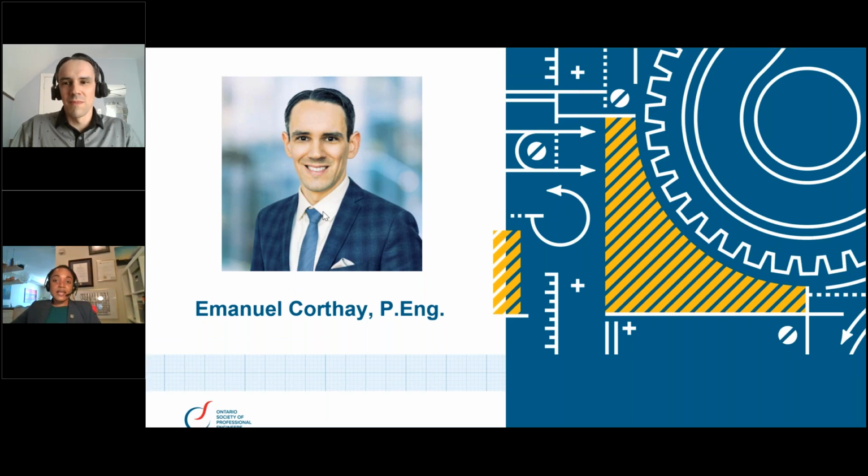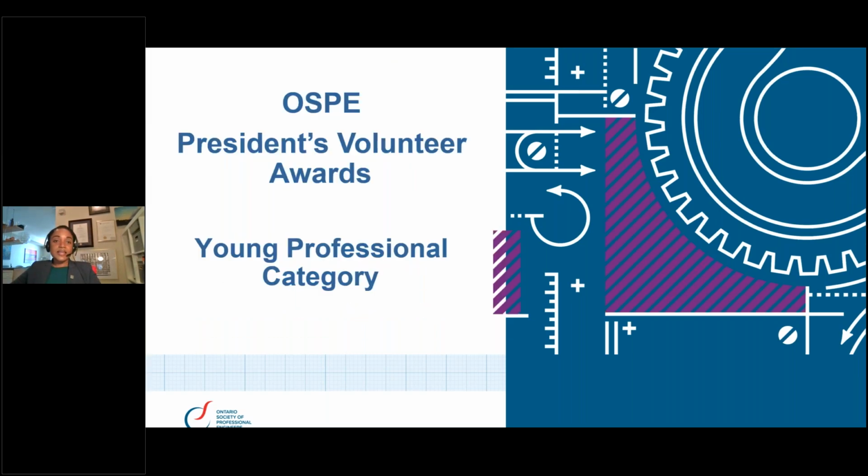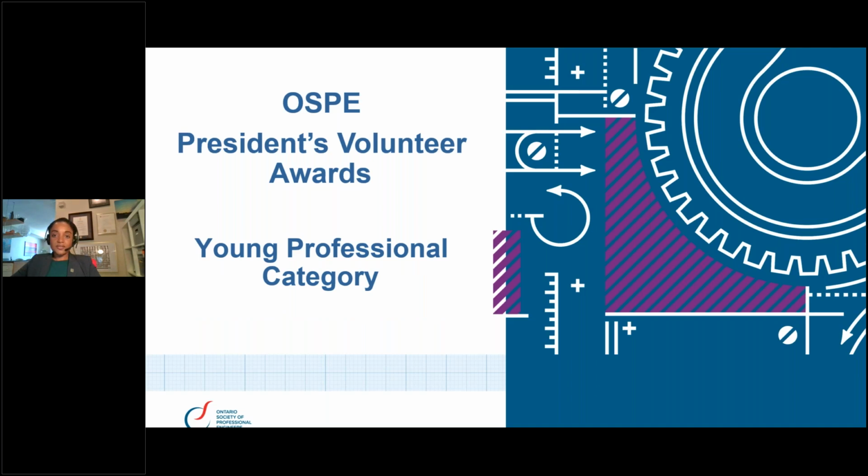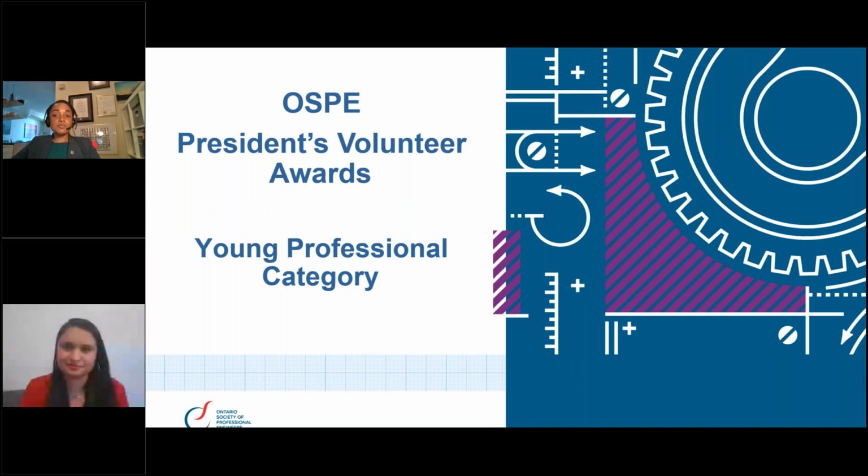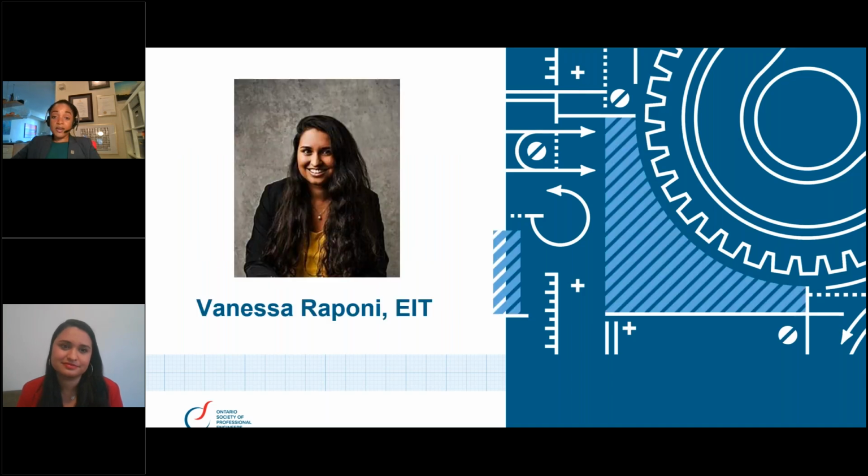The Young Professionals category recognizes an exceptional OSPE volunteer who has contributed well beyond the normal level of effort and has served as an advocate for the engineering community through various roles during academic studies and immediately following graduation. This individual has volunteered their time for the betterment of engineering students and young professionals across the province. For the 2021 Young Professionals category, the honor is being given to Vanessa Raponi.